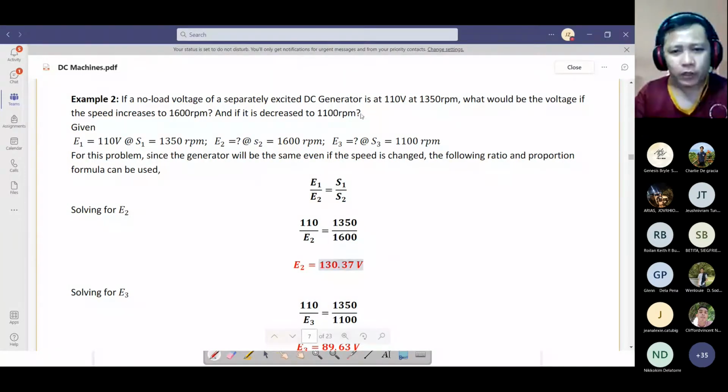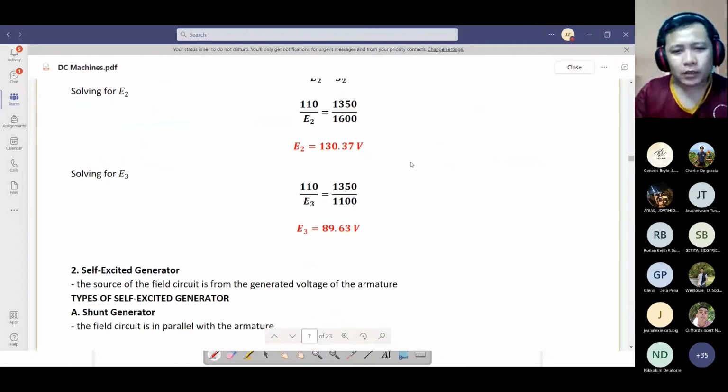Okay? How about for the third scenario? We can still make a ratio and proportion for scenario 1 and scenario 3. Still the same generator. So again, E1 is 110, speed 1 is 1350, but your speed 3 has become lesser, which is 1100 RPM. Therefore, your E3 is 89.63 volts.